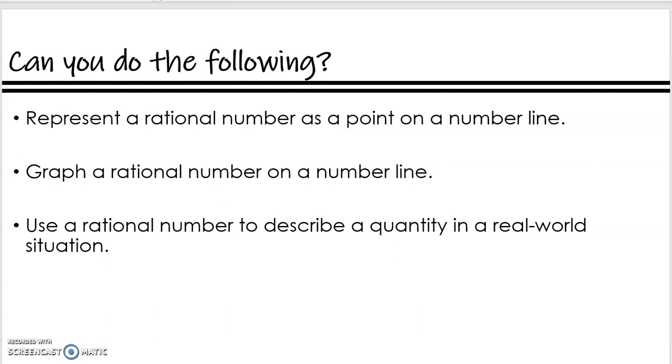Before you leave, make sure you can represent a rational number as a point on a number line, graph a rational number on a number line, and use rational numbers to describe a quantity in a real-world situation.